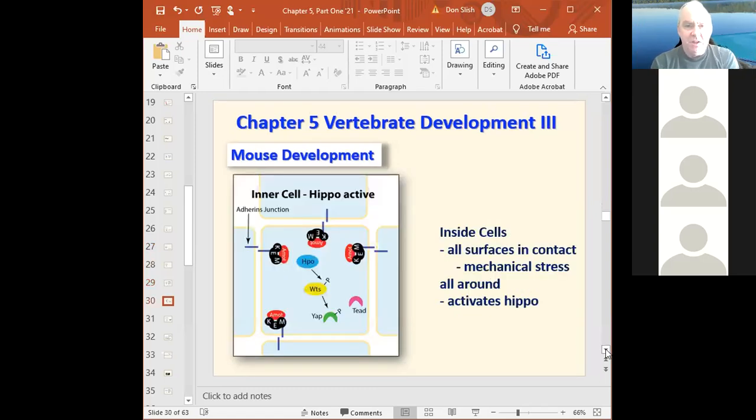Now, why is that happening? It's because of Hippo signaling. So Hippo signaling later will be important for determining how big organs get before they stop growing. But here are our inside cells.